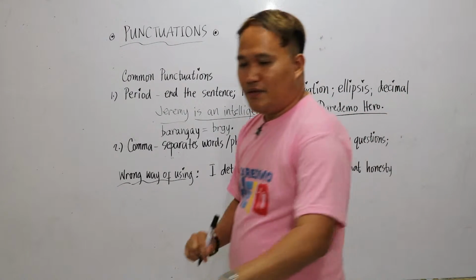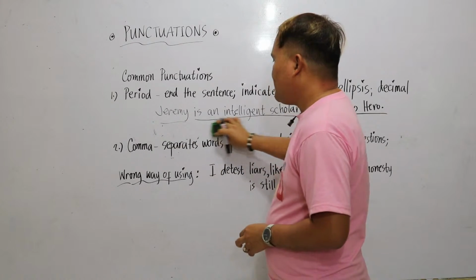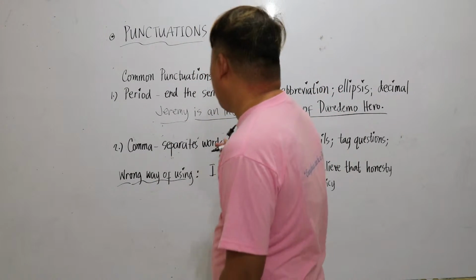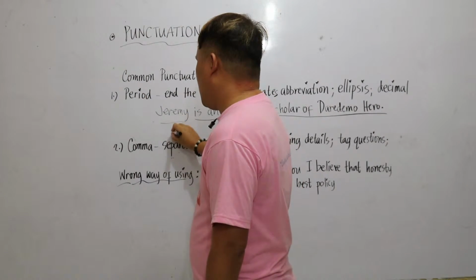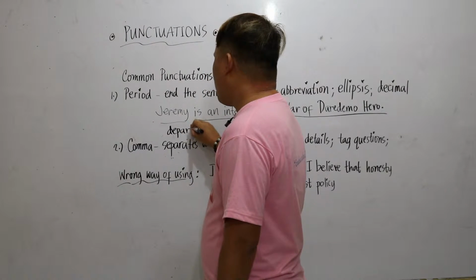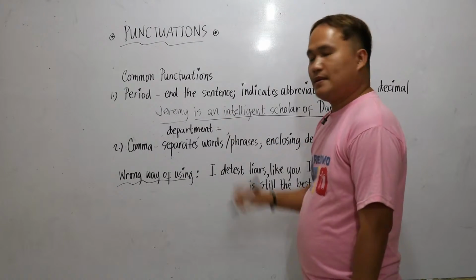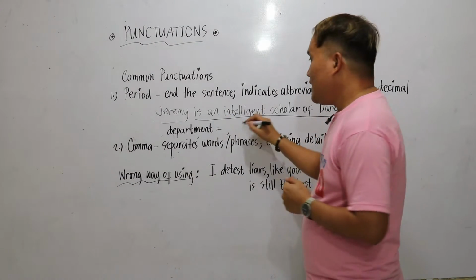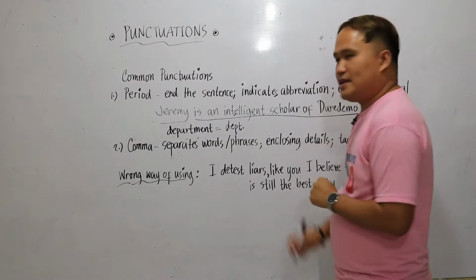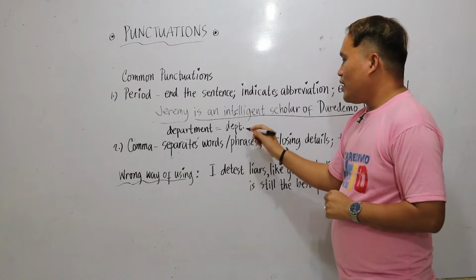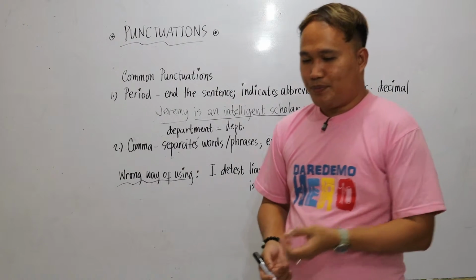Okay? Let's have another example of abbreviations. Anyone who can give me an abbreviation? Oh, let's have this one: department. Who can give me the abbreviation of department? Anyone? It's DEPT. Okay? So you have to put a period because that's an abbreviation of a certain word.